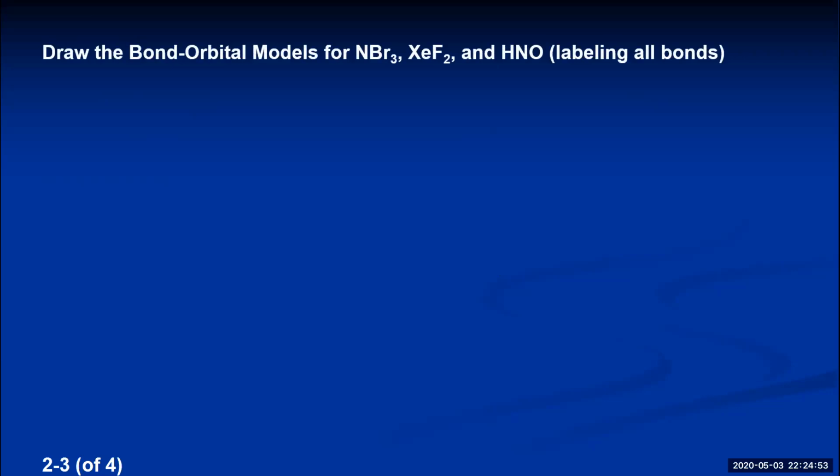Now, for the three molecules we've just drawn Lewis structures for, I would like you to take a few minutes and see if you can draw the bond orbital models for all three, labeling each of the bonds in those molecules.